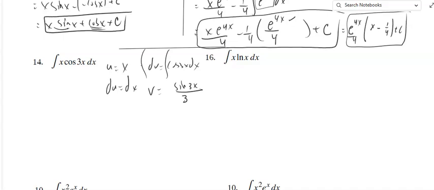You might be wondering, why don't we have a plus c right there? We do, but we combine all the c's into one, because all the constants from the 2 integrals will combine into one, so it doesn't really matter. And this is going to be u times v minus the integral of v du, the product of those two.